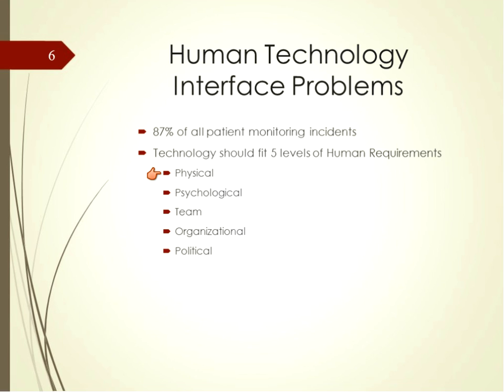Physical characteristics of the technology, for example, size, shape, location, should conform to the user's size, grasp, and available space. Information should be presented in ways that are consistent with known human psychological capabilities. For example, the number of items that can be remembered is 7 plus or minus 2. In addition, systems should conform to the communication workflow and authority structures of the work teams, to organizational factors such as culture and staffing levels, and even to political factors such as budget constraints, laws, or regulations.